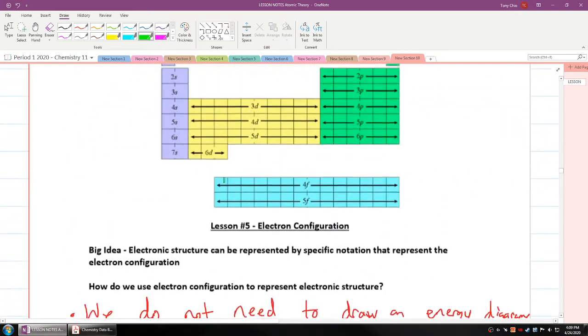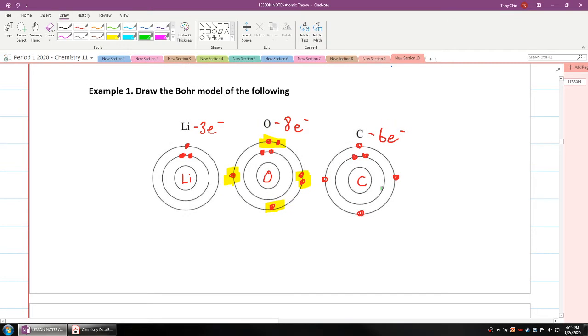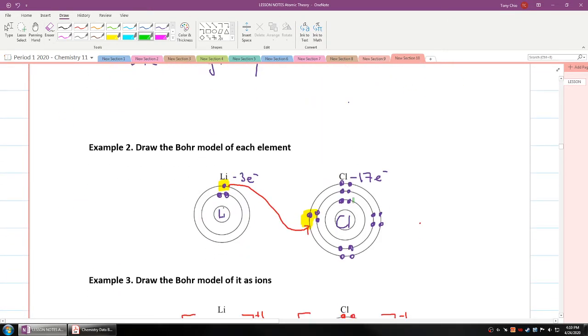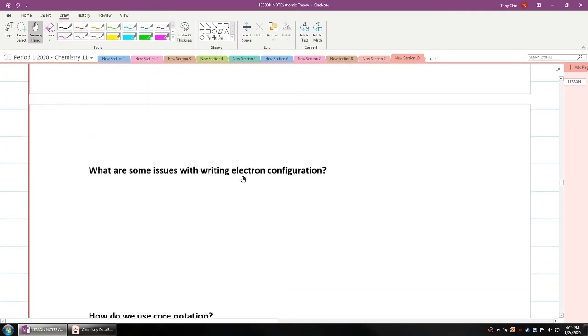So if you look at the Bohr models we drew last lesson, for example, let's look at carbon here, or chlorine here. You would see that in the first orbit, these are your 1s electrons. Right here, these are your 2s. Then these 6 right here are your 2p electrons. Next orbit, these are your 3s. These are your 3p's. So that's how this works if you relate it back to the Bohr model.